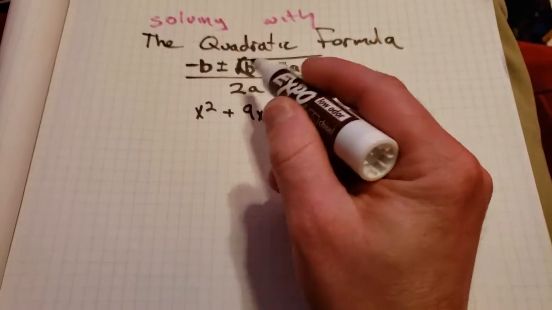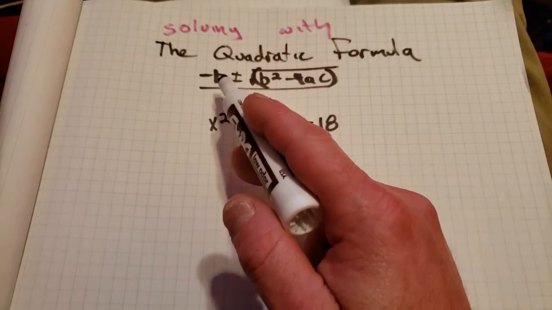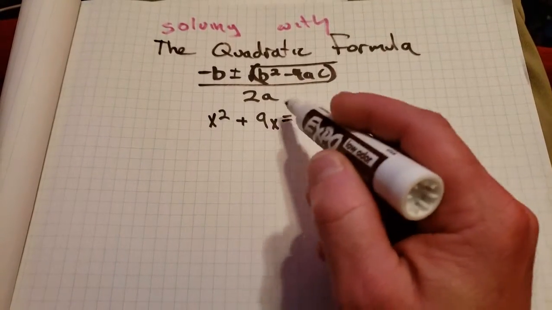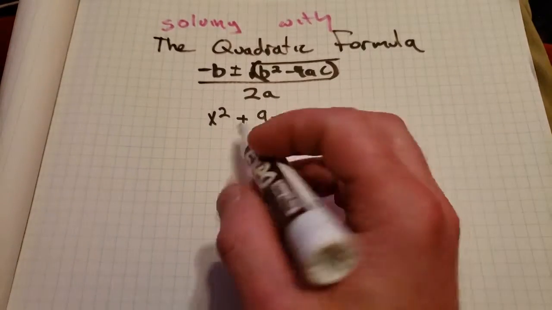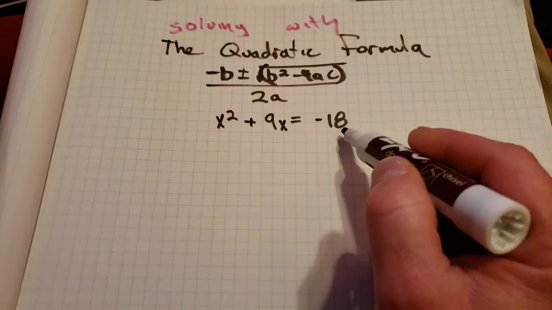All right, so we're going to solve this equation using the quadratic formula. So we know the quadratic formula: negative b plus or minus the square root of b squared minus 4ac, all over 2a. Here's our equation: x squared plus 9x equals negative 18.